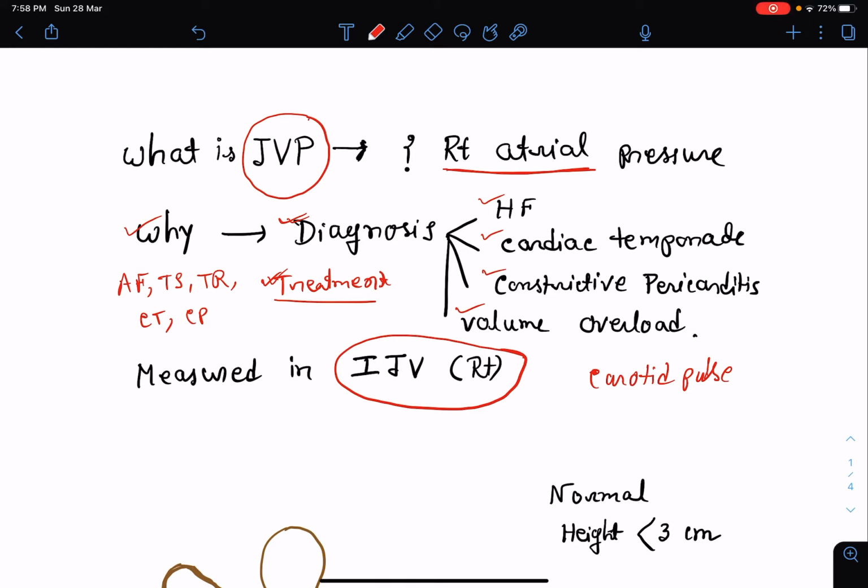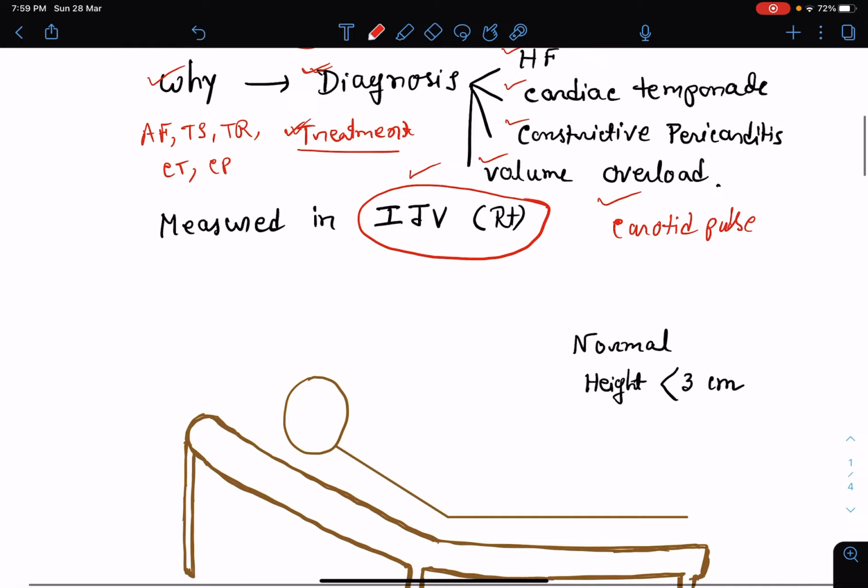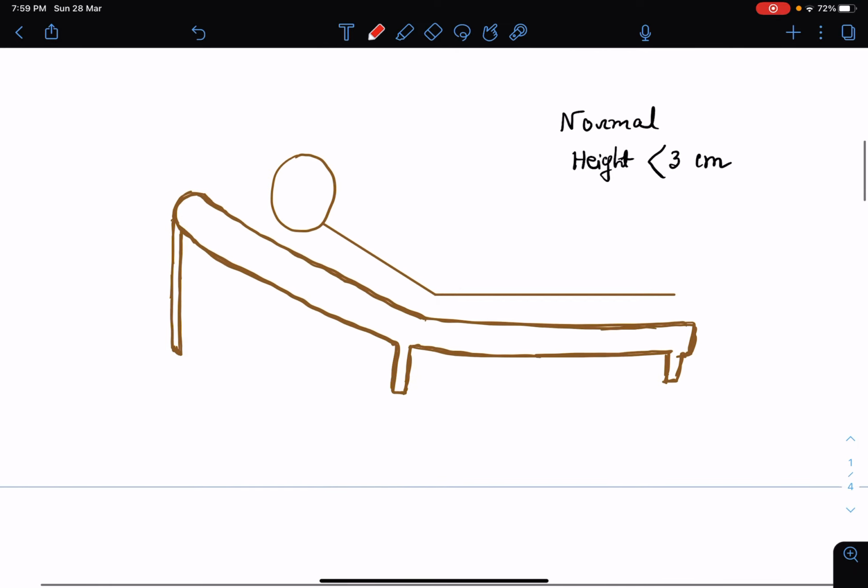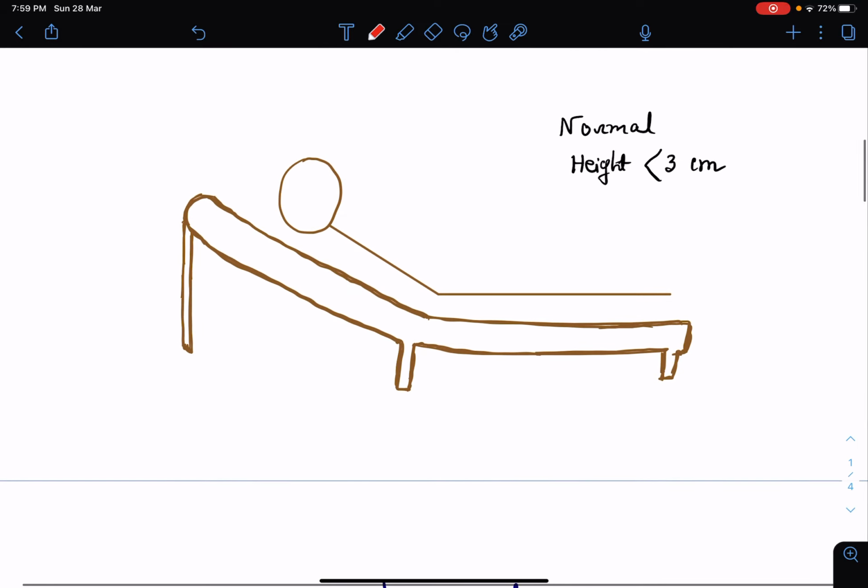Other than that also, in the internal jugular vein there will be a definite upper level, a definite height of the venous pulsation, whereas in the carotid pulsation there will be no definite upper level. So these are the few important clinical points by which we can differentiate between the IJV and pulsation in the carotid artery. Now let's see how the measurement of jugular venous pressure is done.